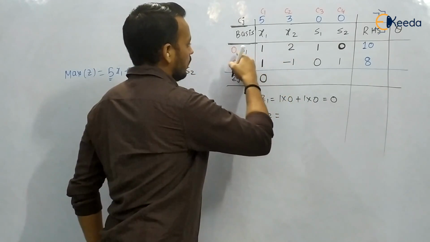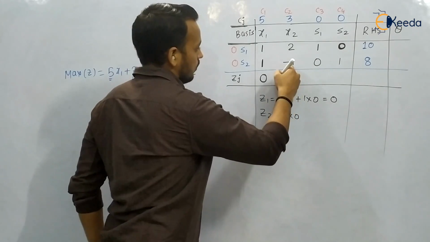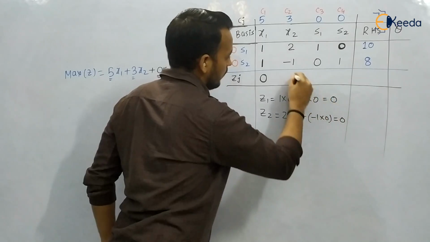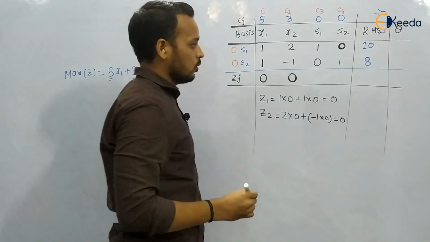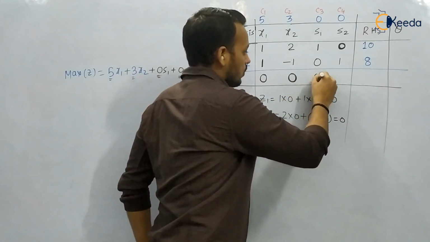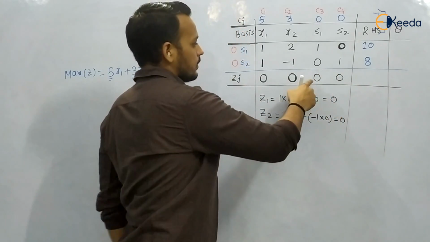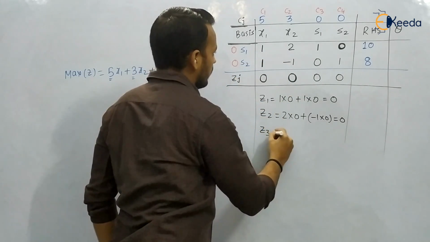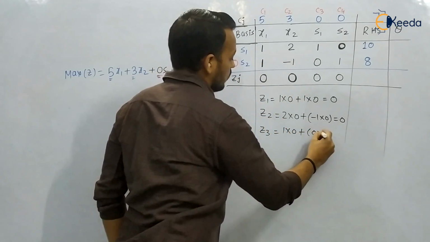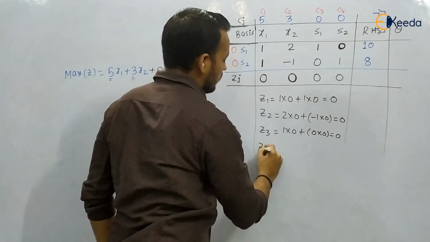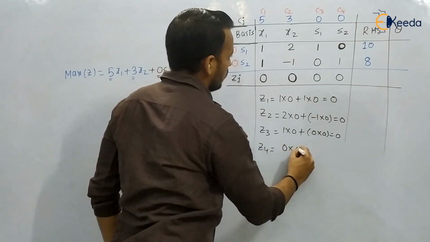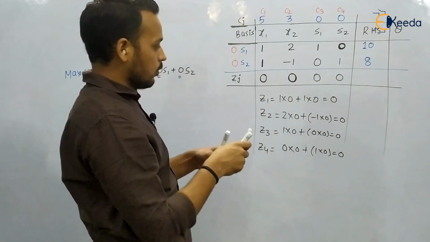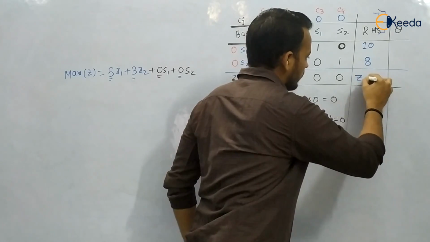Z2 is 2 into 0 plus minus 1 into 0. So it is going to be 0. And here Z3 is also 0 and Z4 is also 0. Why? Z3 is 1 into 0 plus 0 into 0, and Z4 is 0 into 0 plus 1 into 0. So every value is 0. And you can calculate the Z value here.